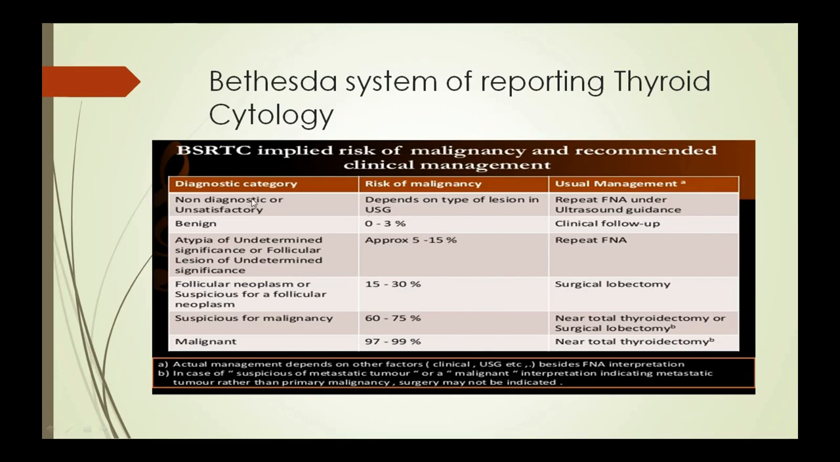If it is non-diagnostic, then you should repeat the FNAC. If it is benign, then you just have to clinically follow up the patient. If there is atypia of undetermined significance, then again you will have to repeat an FNAC. If it is follicular neoplasm, suspicious of malignancy, or malignant, we mentioned that in FNAC you cannot make out if it is a follicular adenoma or a follicular malignancy. So you should anyway proceed with surgery. For these three categories, you should proceed with surgery.